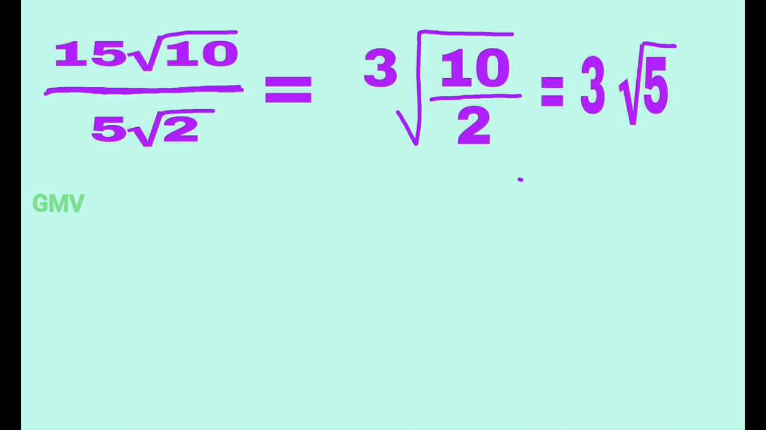See the division. 15 root 10 by 5 root 2 is equal to, here also we have to divide the numbers outside the root separately and under the root separately.